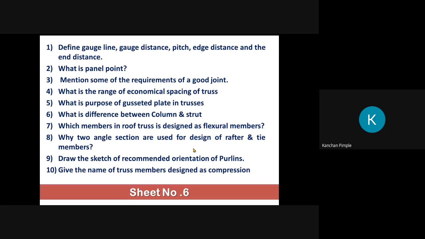A column is used to support the structure with heavy load, maybe an industrial building or any building. A strut is again a compression member, but it is shorter compared to a column, and the strut is used in roof truss cases. It is a small member in the roof truss known as a strut. So the load coming on a strut is smaller compared to a column.